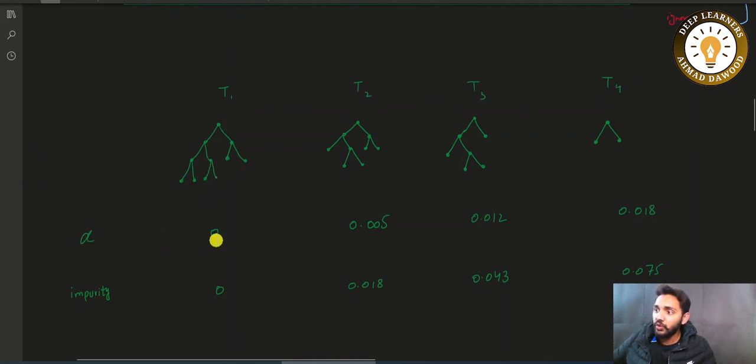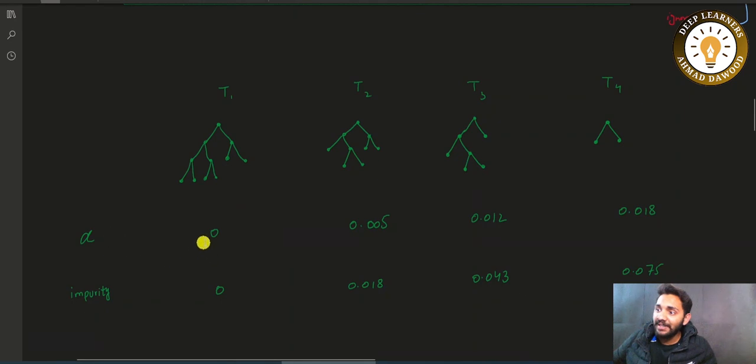T1 is when the alpha value was 0. For T2, we have pruned the branches of the non-terminal node which has alpha value 0.005, which is less than that of all other non-terminal nodes. In that way we get another tree, which is T2, and again we have pruned our tree T2 on the basis of minimum alpha, we get T3. Again pruned, we get another tree which is T4. Now we have here a finite number of alpha values: 0, 0.005, 0.012, 0.018.